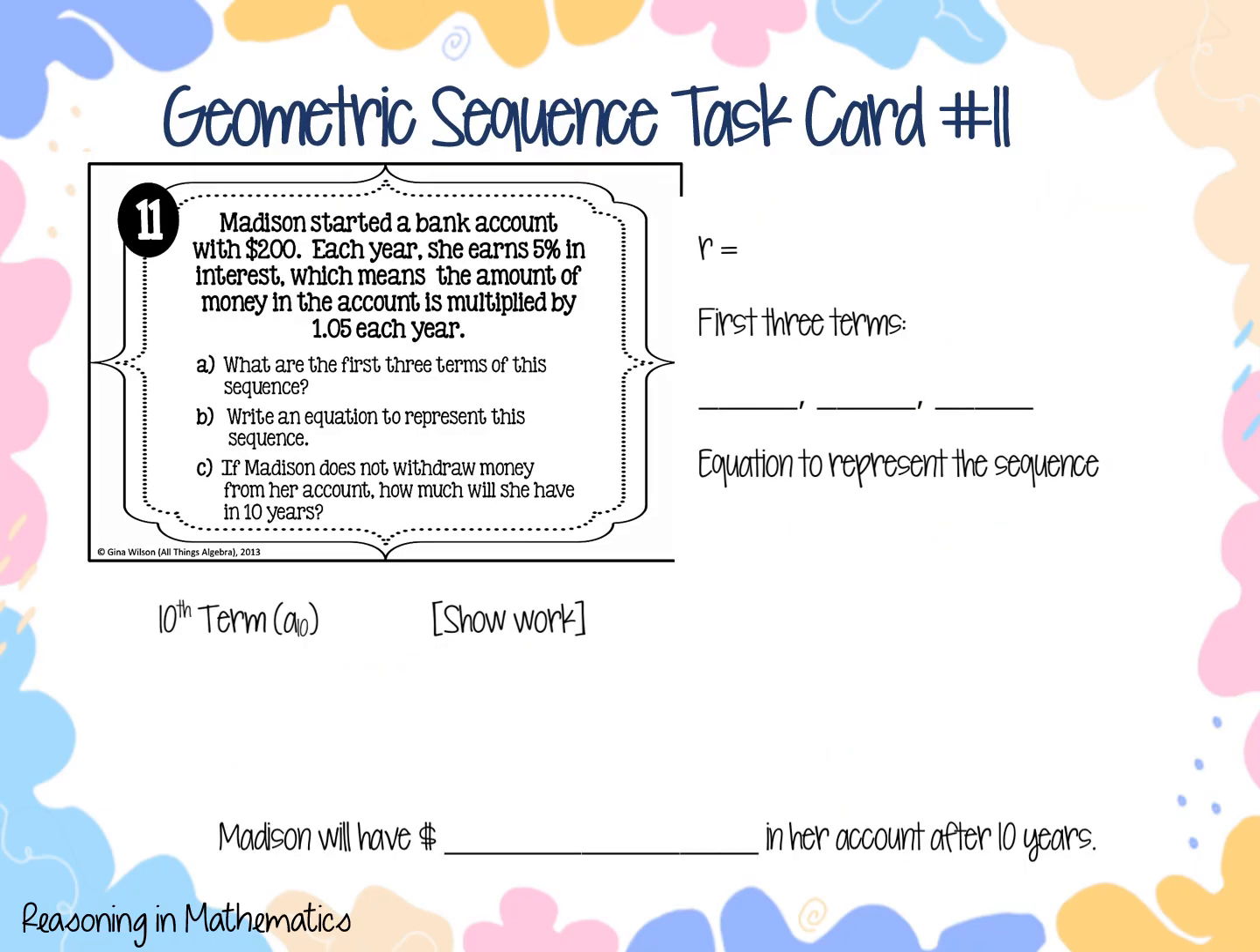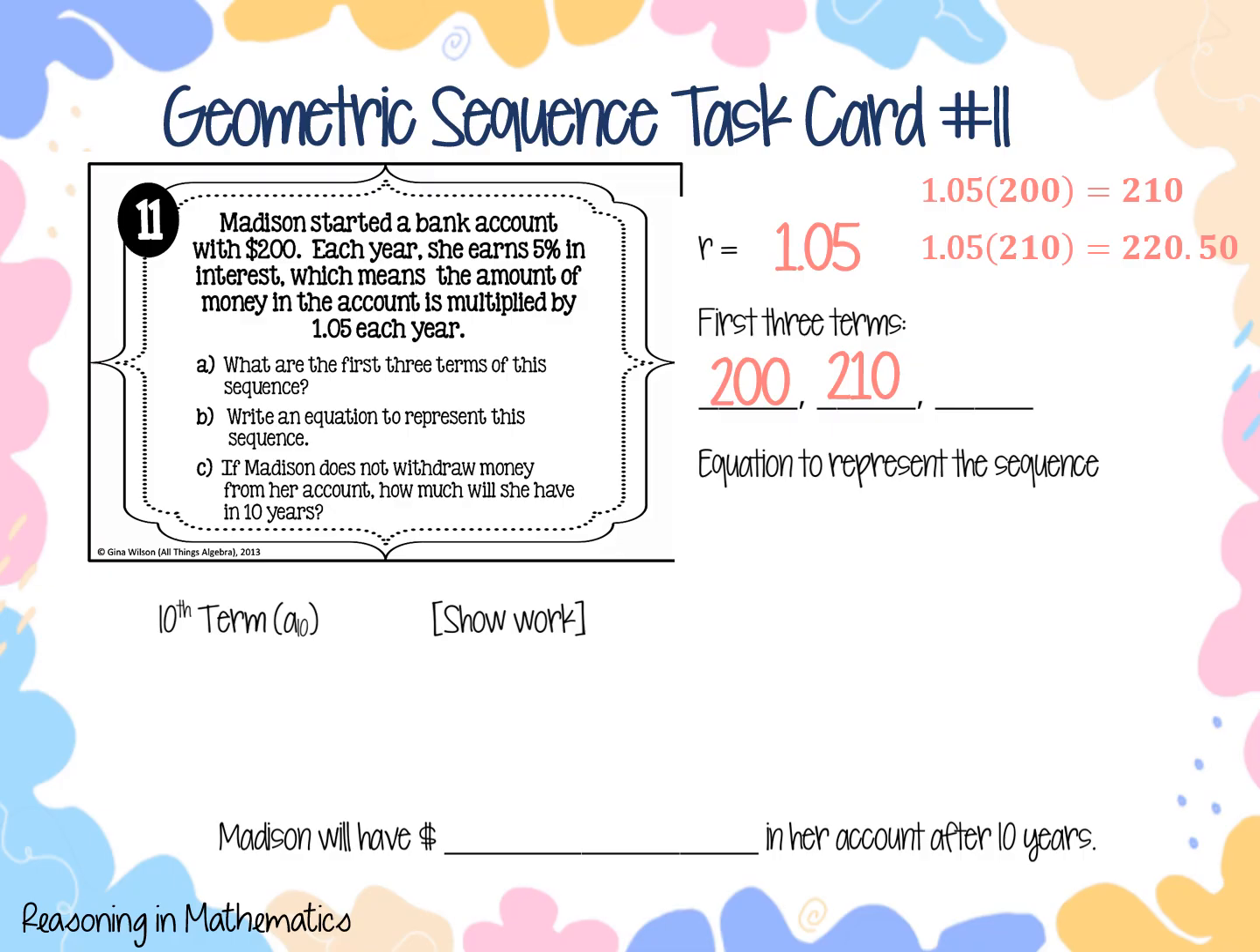Number 11. Madison started a bank account with $200. Each year she earns 5% in interest, which means the amount of money in the account is multiplied by 1.05 each year. This is a yearly event. So r is 1.05, first 3 terms. Starts with 200. Multiply that by 1.05, you're at 210. So it's not increasing a lot. It's only 5%, but there's not that much to begin with.